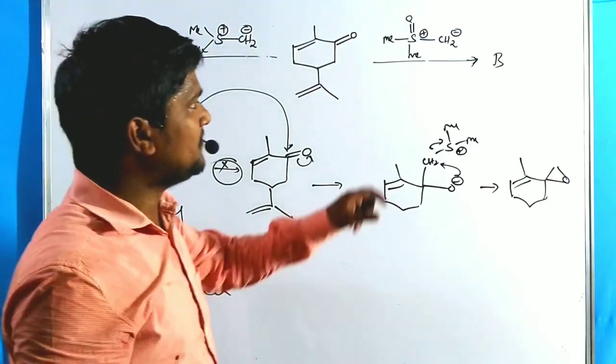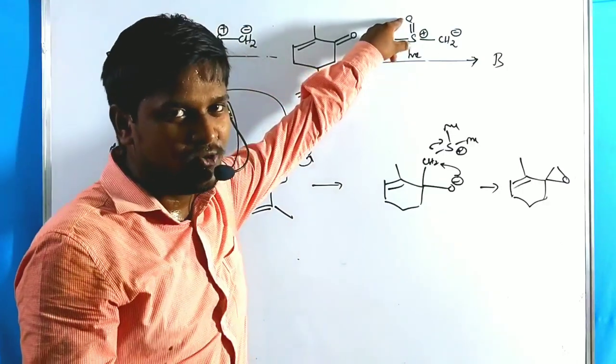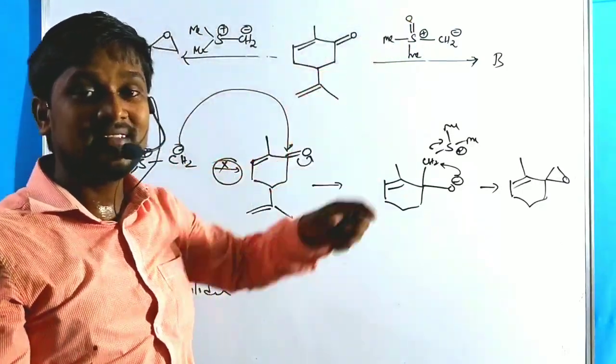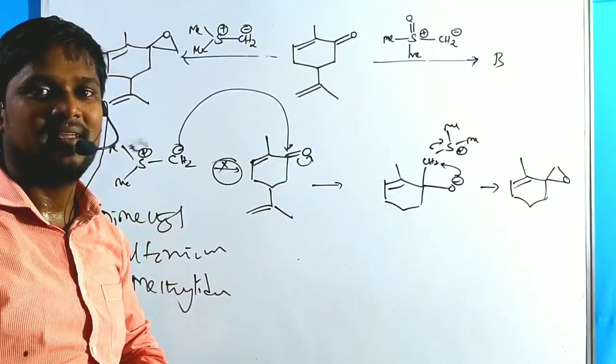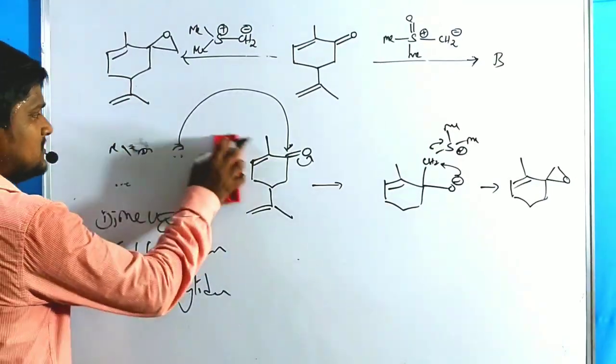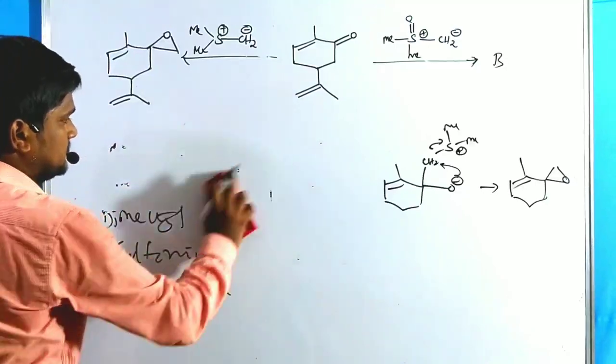Now what will happen in presence of the oxo group in the same compound? That is a stabilized ylide. Due to the stabilization, its nucleophilicity is lessened. That's why it undergoes 1,4 addition.